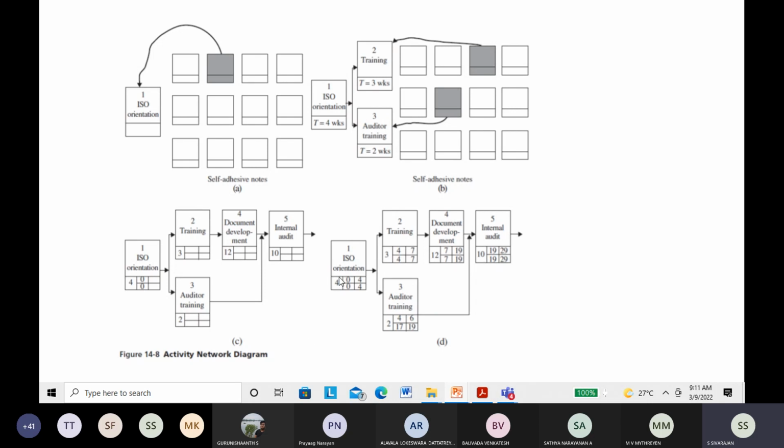So this 4 is for ISO orientation, which will take 4 hours. This training will take 4 hours. After completing ISO orientation, only then can we start this training. So the 4th hour is the starting time, the early start time. And it is going to take 3 hours. So this way, early start time, completion time. 7 is the completion time.